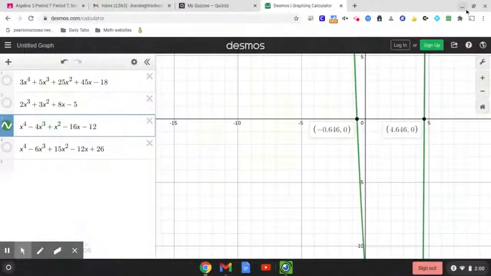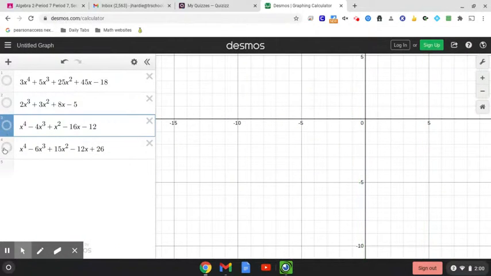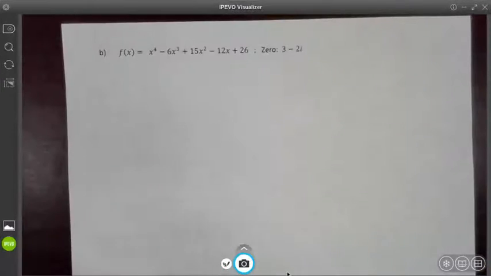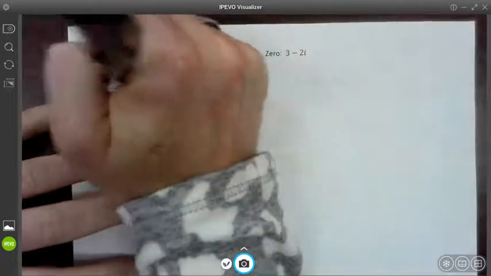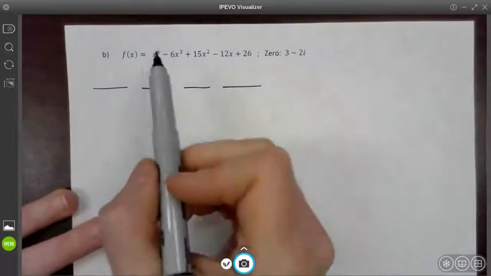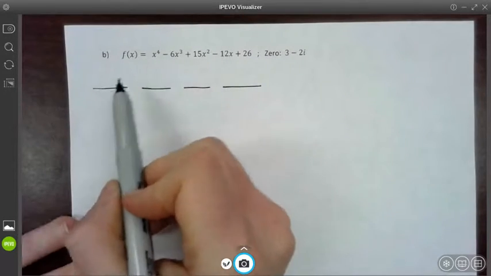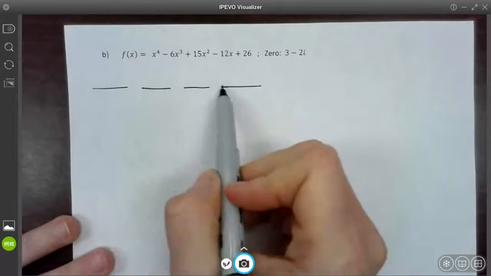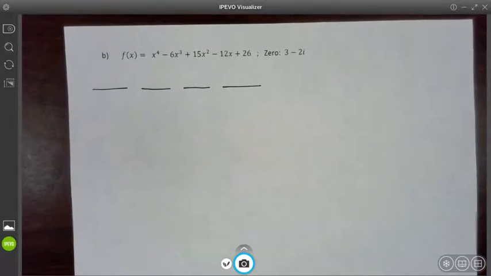Let me see its graph. So if I look at its graph, look at that. It's a degree 4 polynomial, right? So I know it's going to have 1, 2, 3, 4 zeros, whether they be real or imaginary. But remember, an even degree polynomial could have 2 imaginary and 2 real. It doesn't have to have any real zeros.